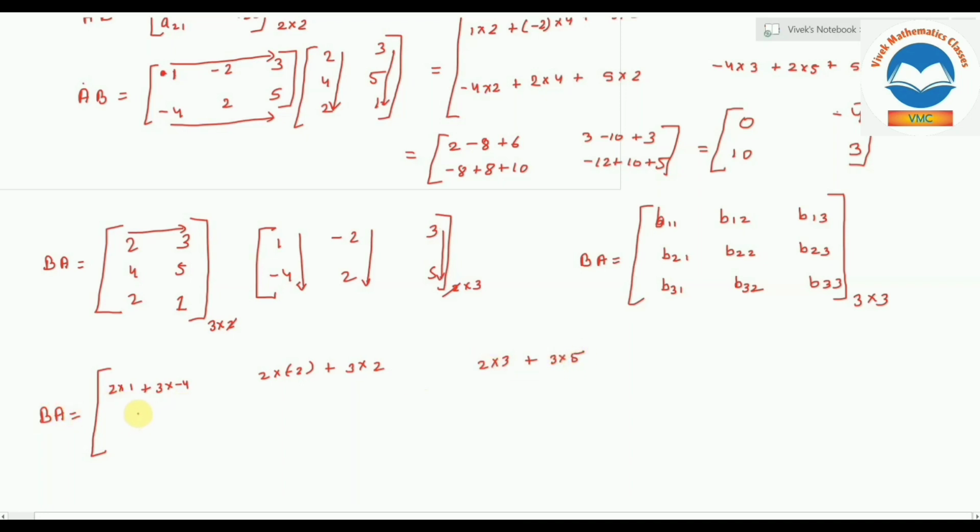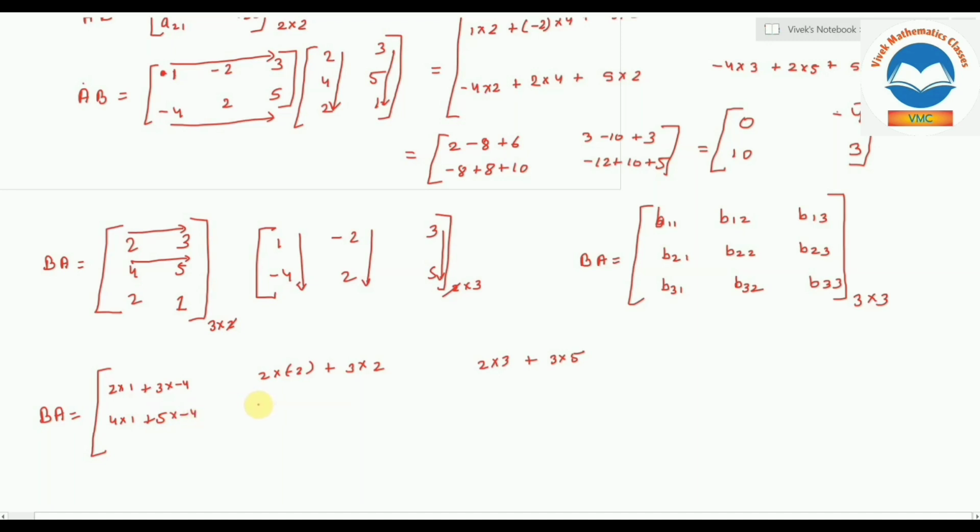Next we will go to second row, B21. 21 means second row and first column. So we will take second row of B matrix and first column of the A matrix. So we will multiply this. We will get 4 into 1 plus 5 into minus 4.